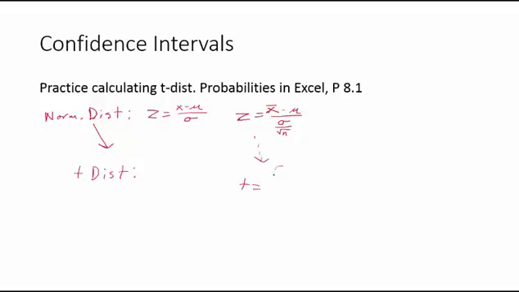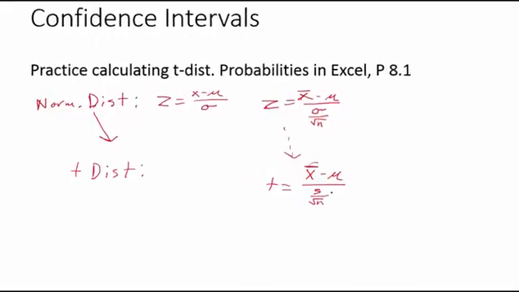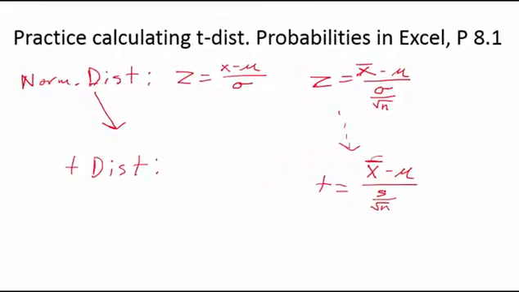T is defined as x bar minus mu over s over square root of n. So we don't have sigma, remember, so we're using s, which is the sample standard error, as our population standard error estimator.